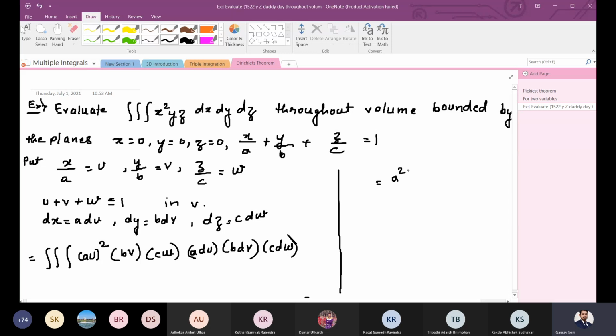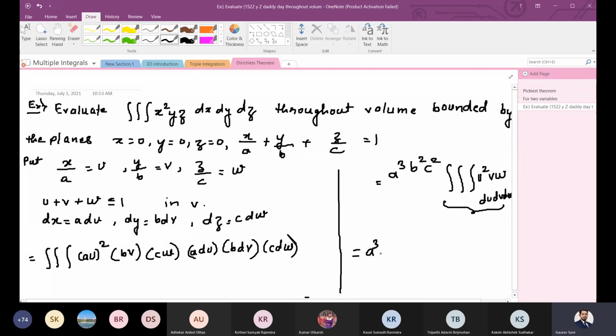So we'll have a square, a cube actually. If we collect, all of a, b, c are constants, and a constant can always be taken outside the integration. So a cube, b square, c square, we'll have the triple integral of u square v w du dv dw. Now on this part, I can use Dirichlet's theorem.